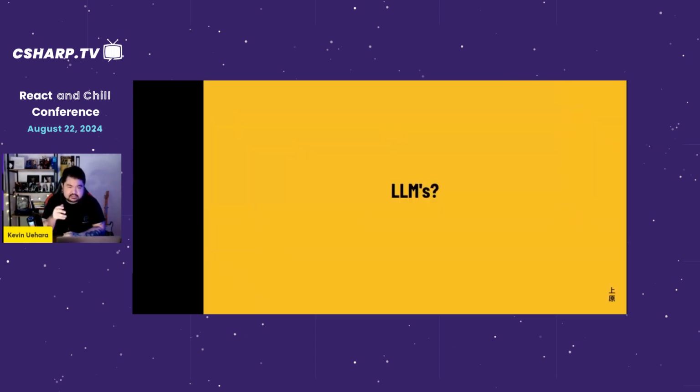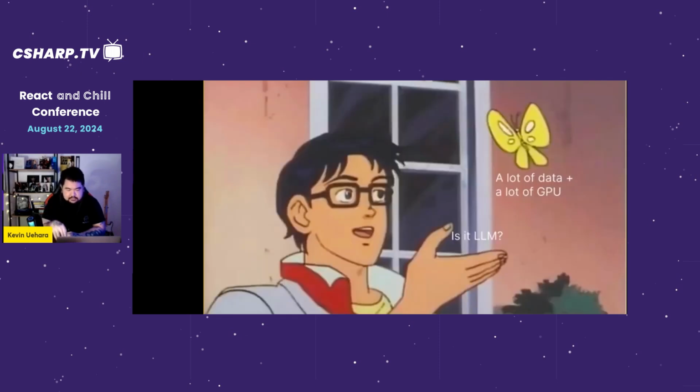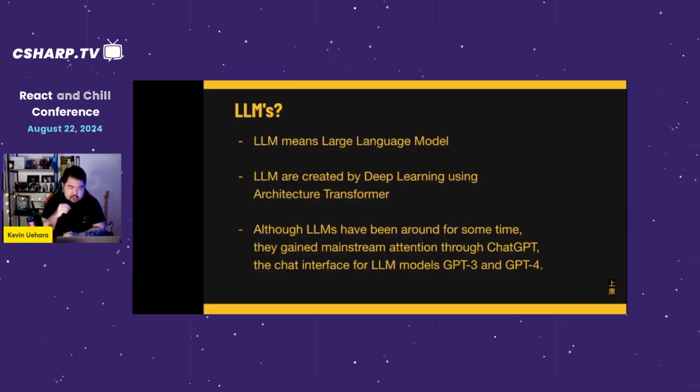So what are LLMs? Basically, LLMs are a lot of data and a lot of GPU being processed. LLM means large language model. LLMs are created by deep learning using the transformer architecture. We have probably already seen this concept and used LLMs before.